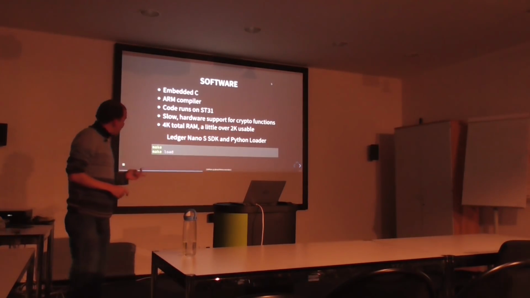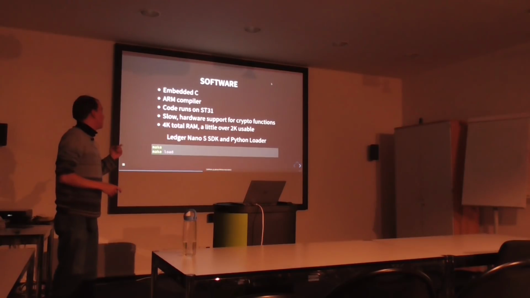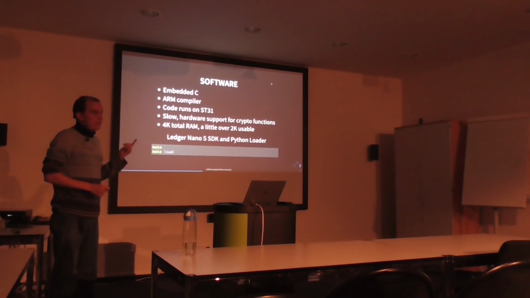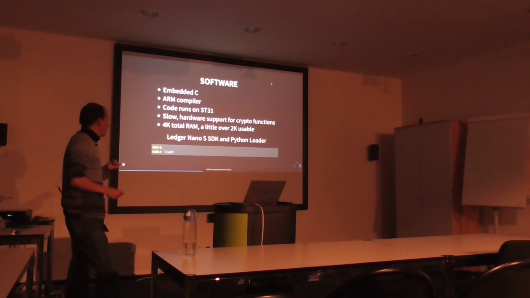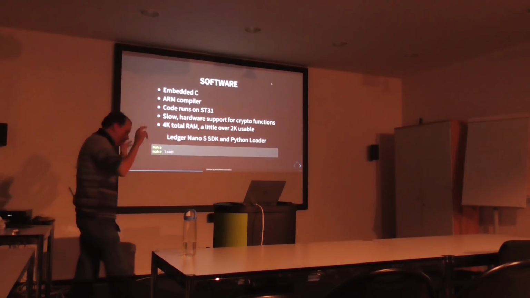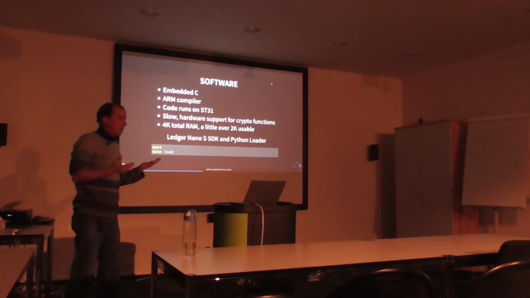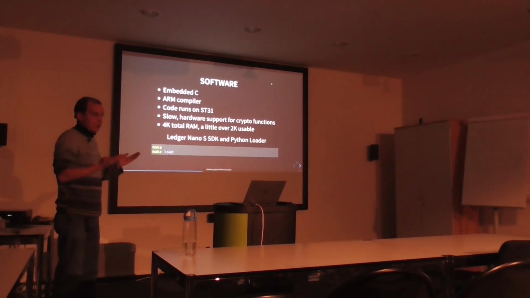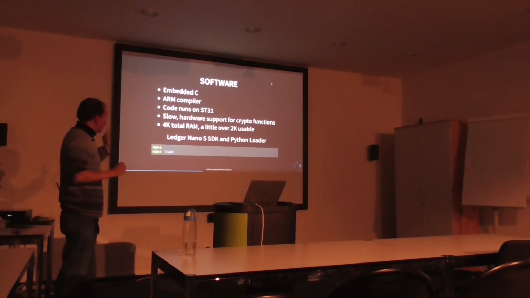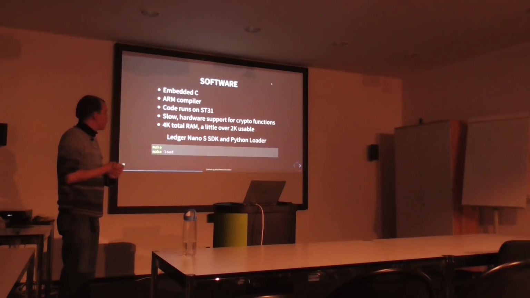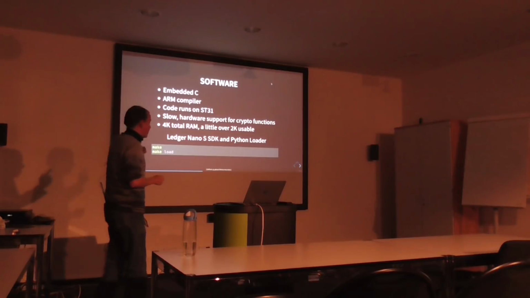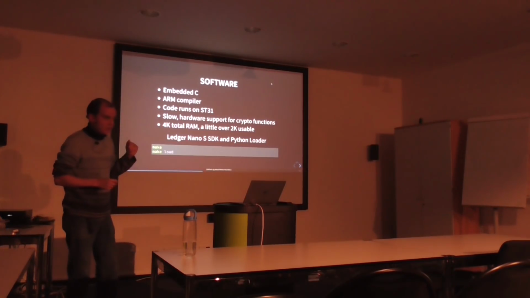So, from a software point of view, you're supposed to write embedded C code. It is an ARM processor, so you can compile it with an ARM compiler. The code you write runs on the secure element. The router is a much more potent regular ARM chip, but you're not supposed to change it because it's just the router. Your code runs on the very limited ST31, and this is really slow. It just has, to make it a little bit better, support for certain crypto functions in hardware.